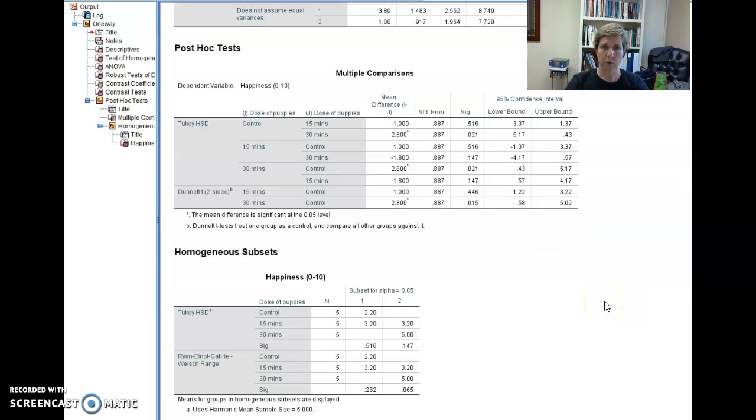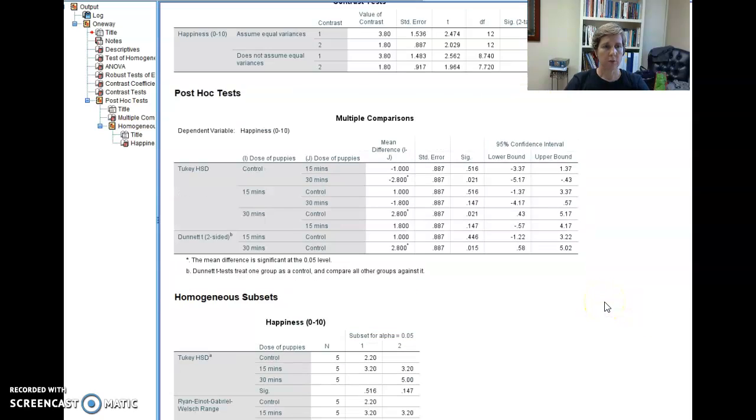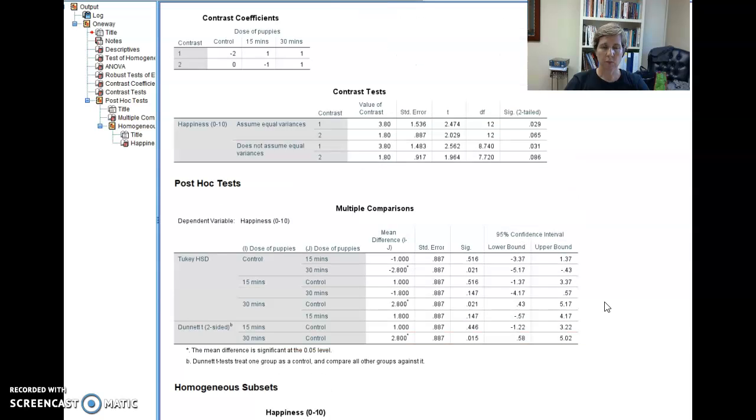So that's your output for an ANOVA. My take-home message of this would be, there's a significant difference between control and spending time with the dog. If I want my happiness to improve, I need to spend time with my dog.